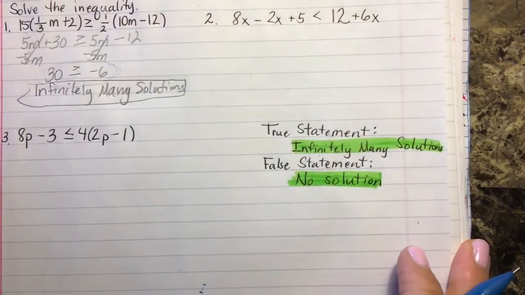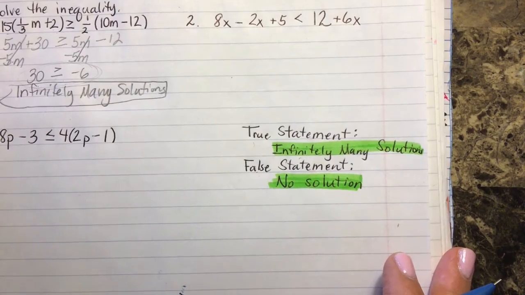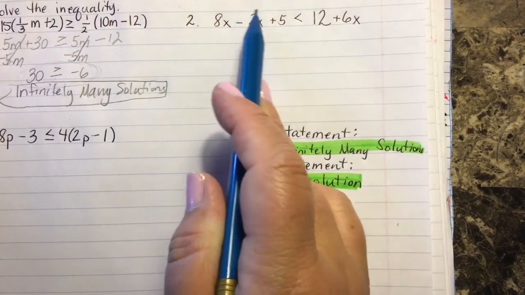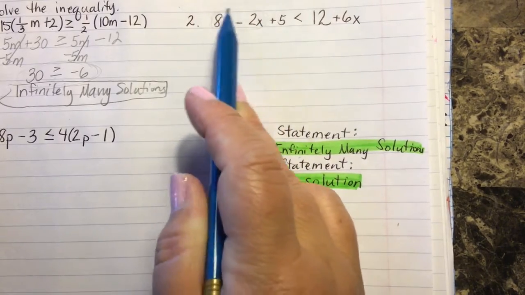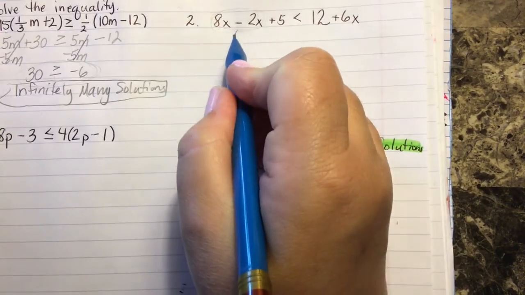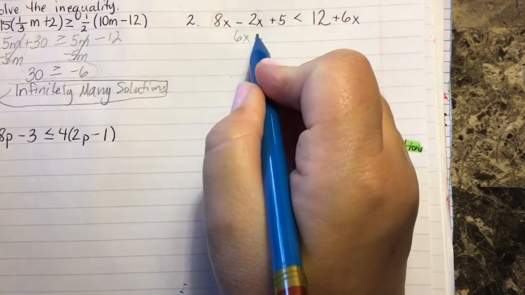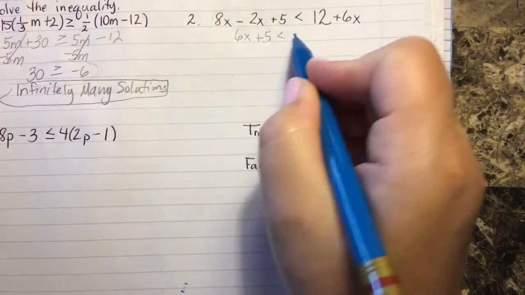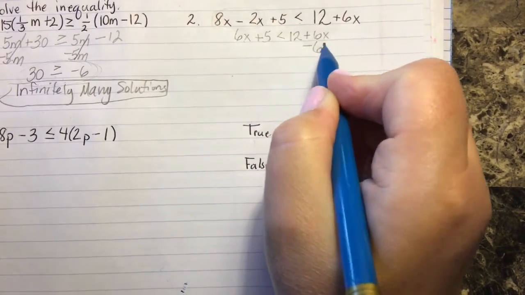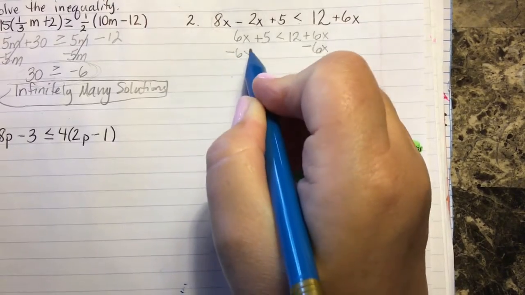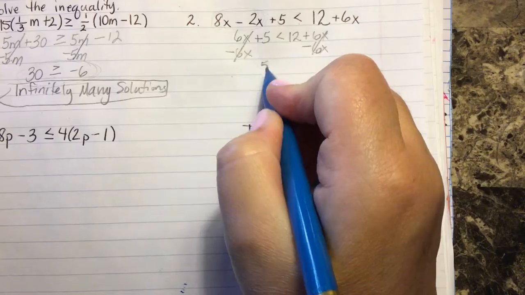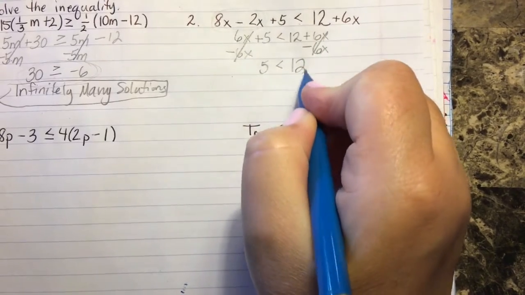For my next question, I do not have parentheses that I need to get rid of, so I am going to take care of this subtraction here since I have like terms on the left side of this inequality. 8x minus 2x is 6x. Bring down my plus 5, less than 12 plus 6x. I'll move this 6x to the left. Hopefully you're seeing a pattern. What happens is your variable goes away and you're left with a statement. 5 is less than 12.